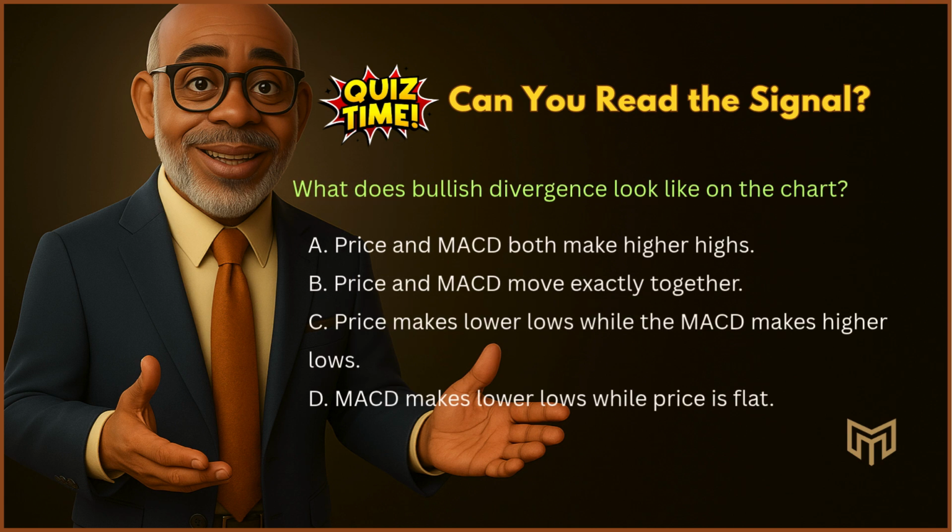Question 5. What does bullish divergence look like on the chart? Is it A, price and the MACD both make higher highs? B, price and the MACD move exactly together? C, price makes lower lows while the MACD makes higher lows? Or D, the MACD makes lower lows while price is flat? Think about what divergence actually means. When two things stop agreeing.